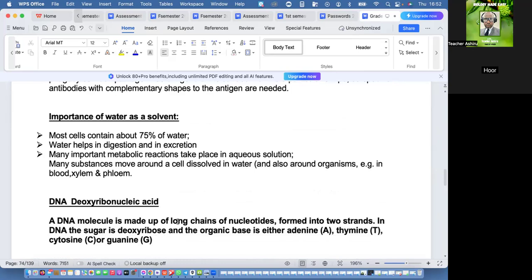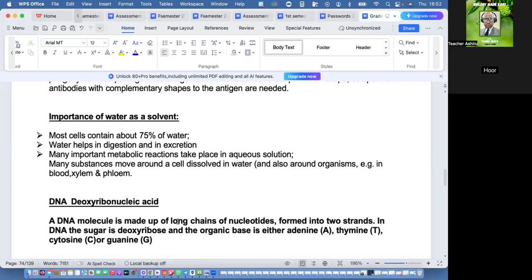Importance of water as a solvent. Most cells contain about 75% of water. Water helps in digestion and excretion. Many important metabolic reactions take place in aqueous solution. Many substances move around a cell dissolved in water and also around organisms, for example in blood, xylem and phloem.